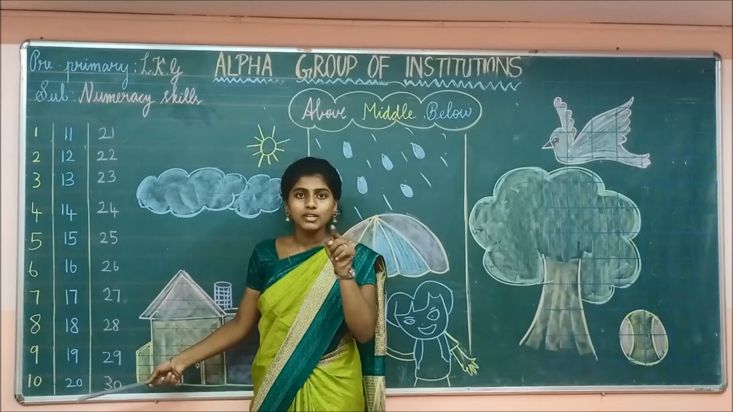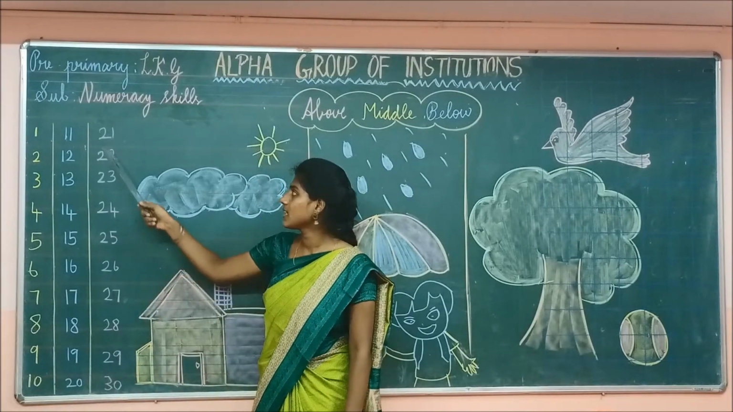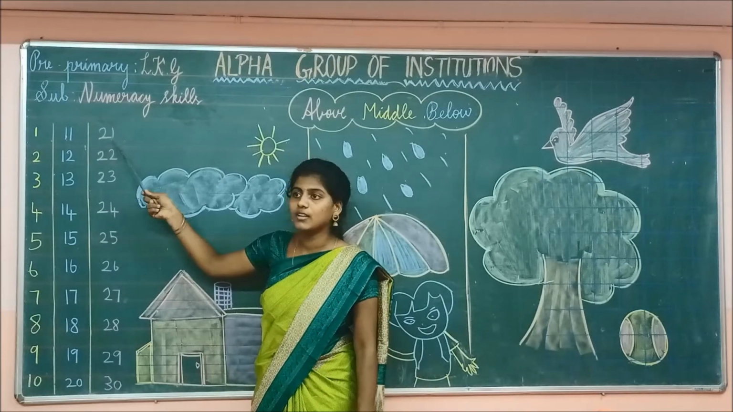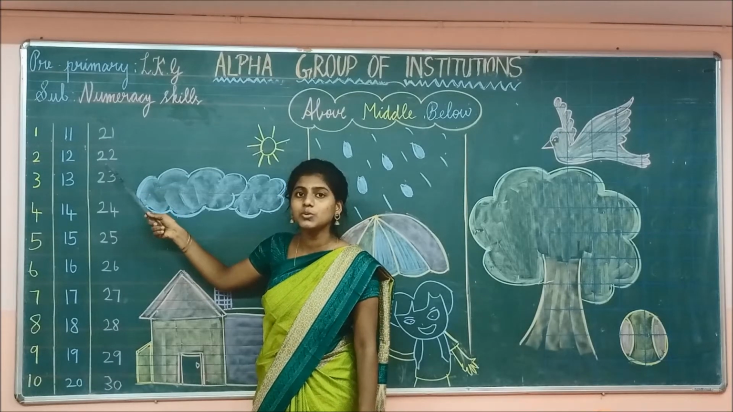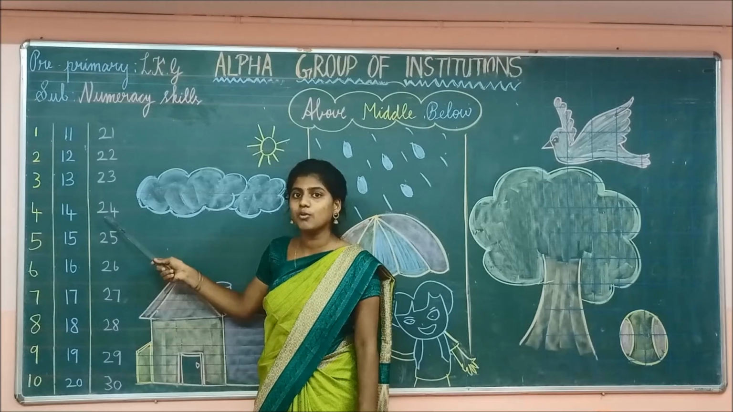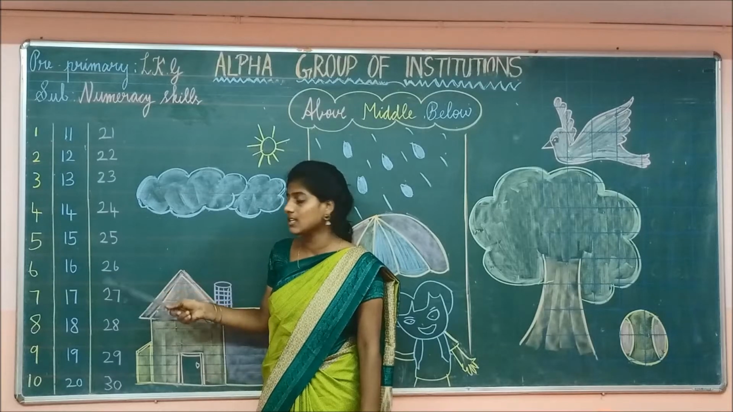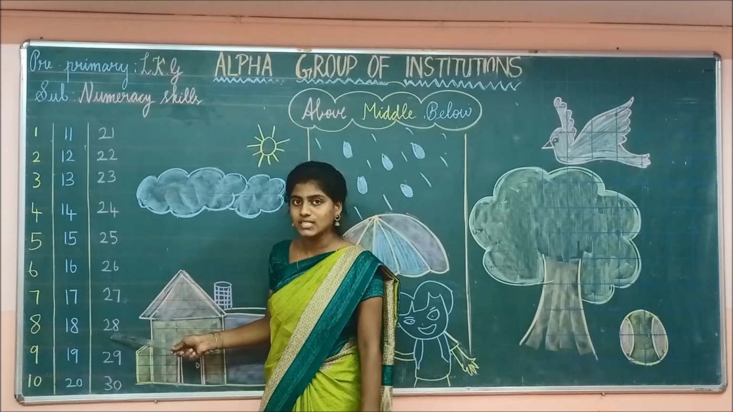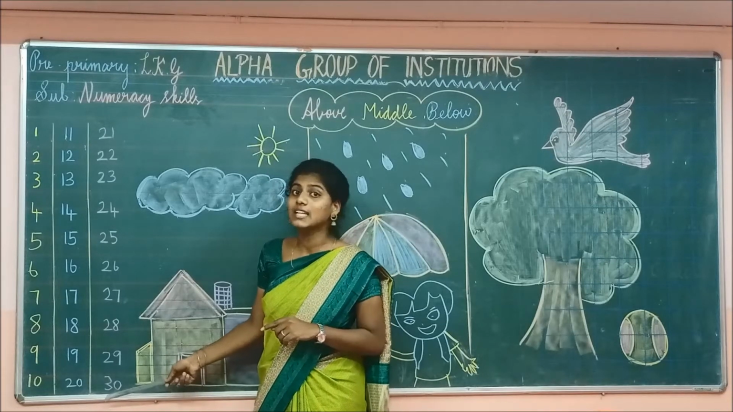If we have 2 in the front, we have to tell 20. 2, 0, 20. See here, the first number is 2. 21. 2 1 means 21. 2 2 means 22. 2 3, 23. 2 4, 24. 2 5, 25. 2 6, 26. 2 7, 27. 2 8, 28. 29. And if we have 3 in the front, what we have to tell is 30.